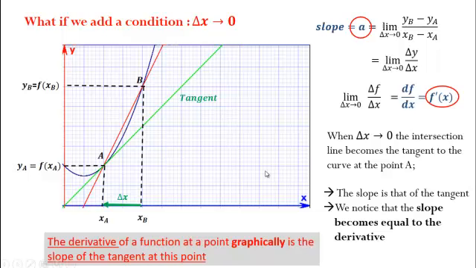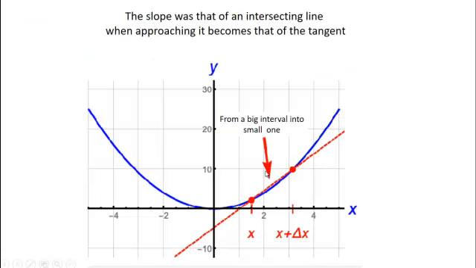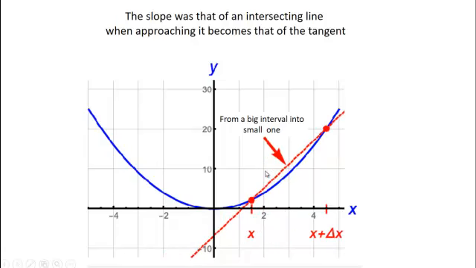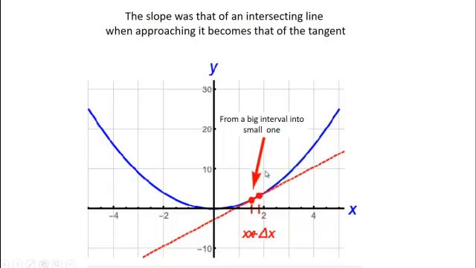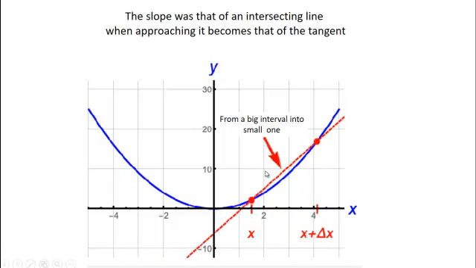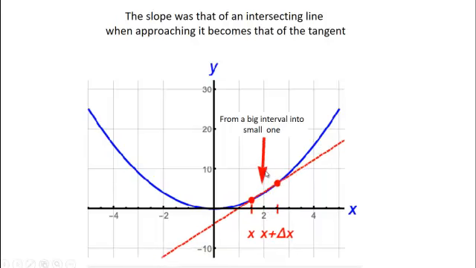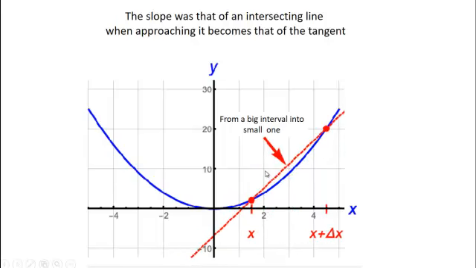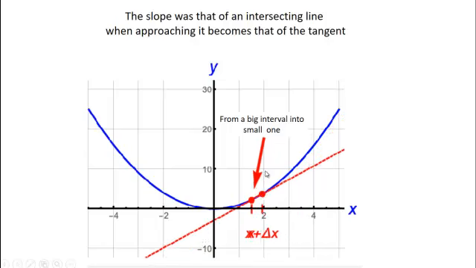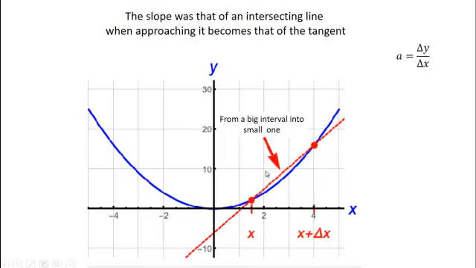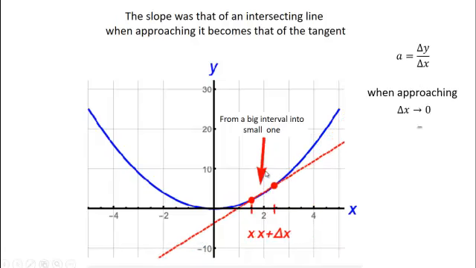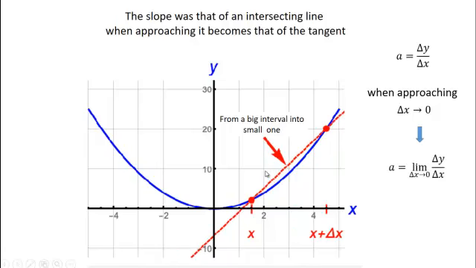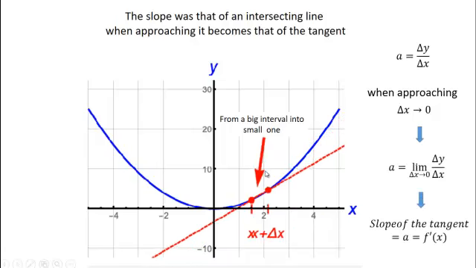This is graphically. Here we will see this variation. When it was a big variation, we had an intersecting line. When delta x approaches 0, this means the 2 points are confounded, and the line becomes what? It becomes a tangent. This means the slope, which was the slope of this intersecting line, at the end, when approaching, becomes the slope of the tangent.